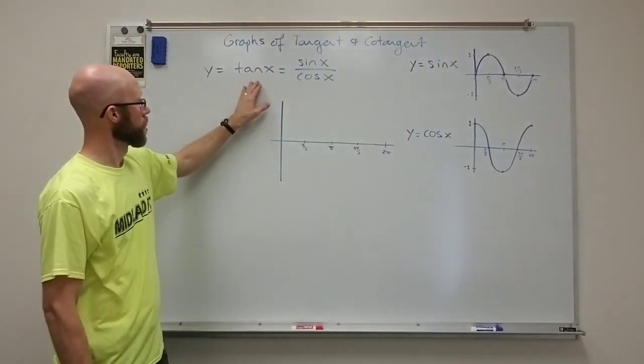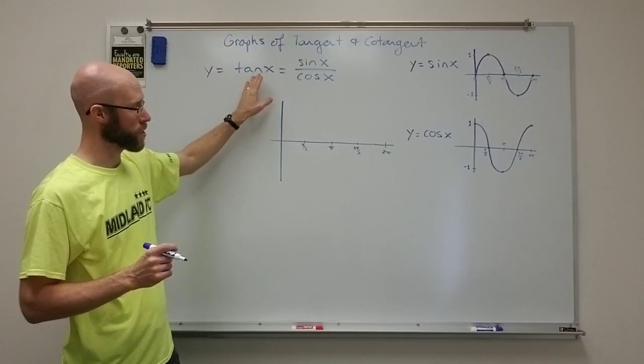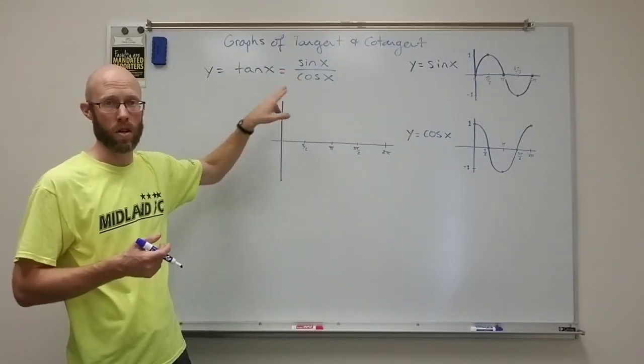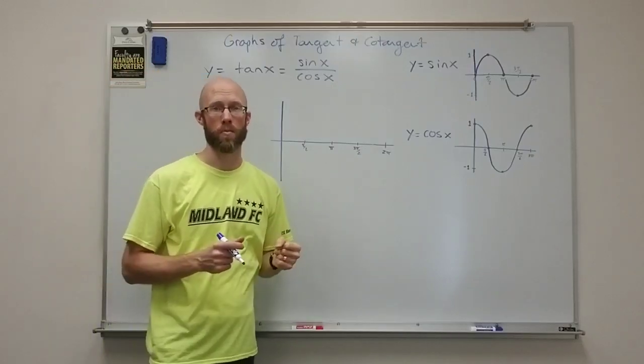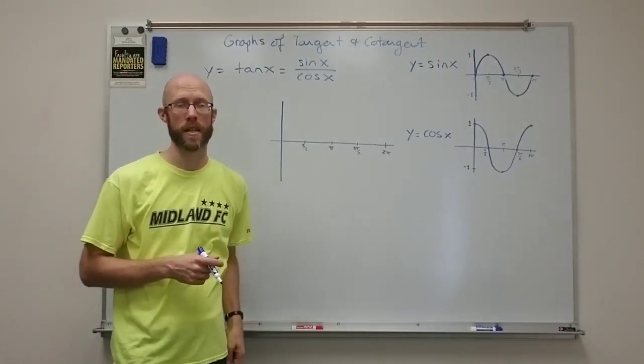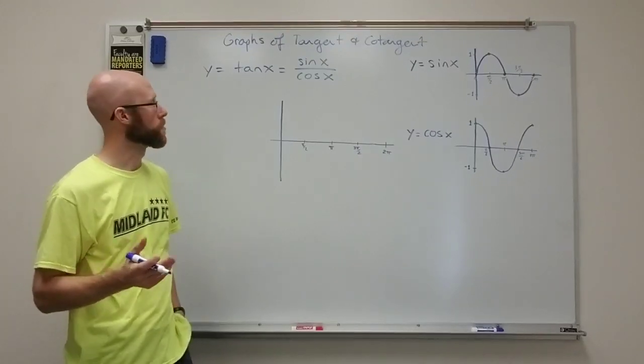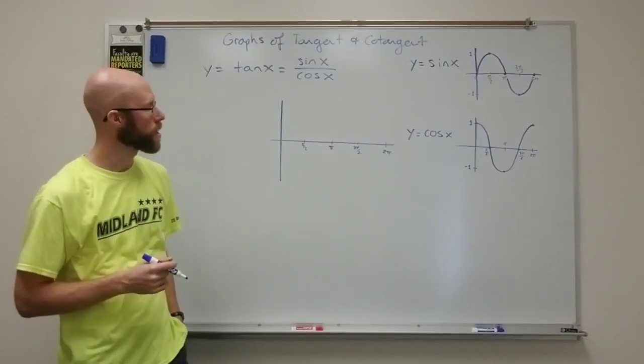Okay, so a couple really important things to remember: the tangent is the sine over the cosine. Those two expressions are equal. It's called an identity. We've seen that identity back, I think, in chapter 2. So that shouldn't be new to us.